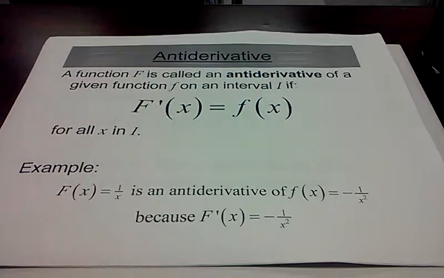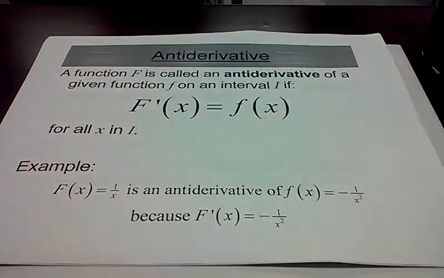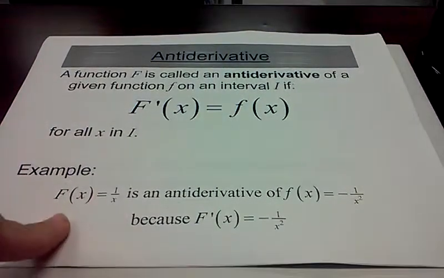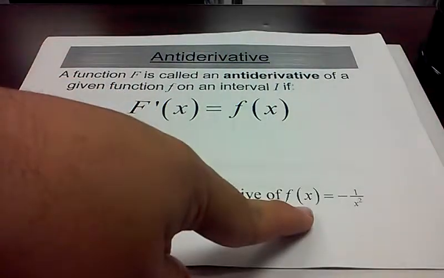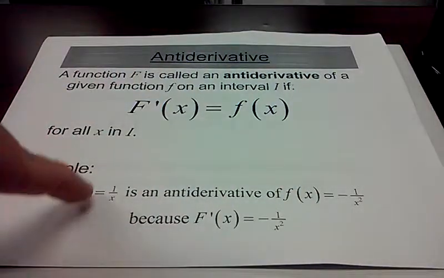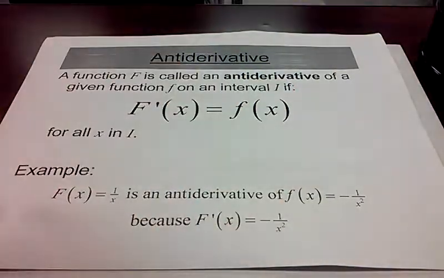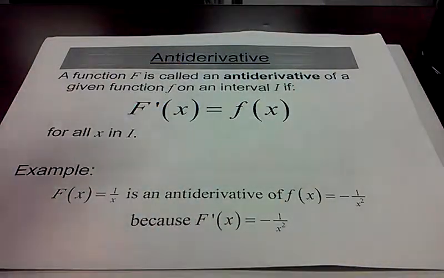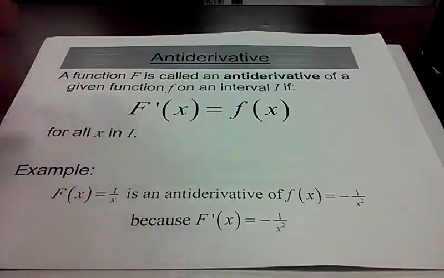The definition of an antiderivative is as follows: a function F is called an antiderivative of a given function f on an interval I if, when you take the derivative of that function, it gives you f of x. For example, F of x equals 1 over x is an antiderivative of this function because if you take the derivative of this function, you will actually end up with negative 1 over x squared. So in other words, antiderivatives are the inverse operation of derivatives.